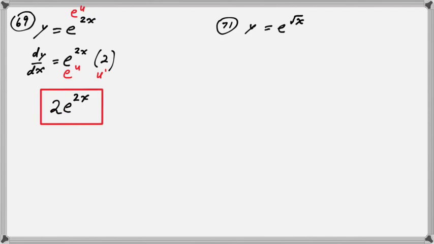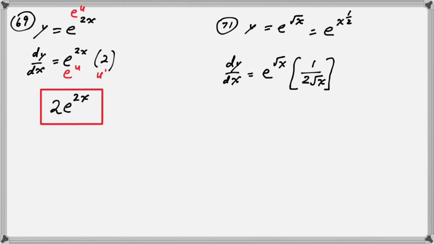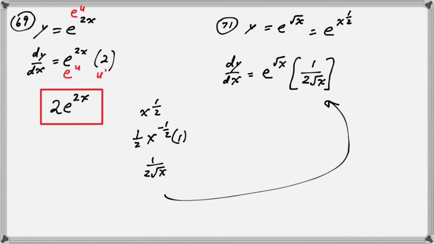How about number 71? This is the same as e to the square root of x, which is x to the 1/2. So if I had to write my answer for the derivative, it'd be e to the same power times the derivative of the power. If you haven't done enough derivatives of square root of x to know it's 1 over 2 radical x, please realize when you do power, base to 1 less power, derivative of base, that's what you end up with.